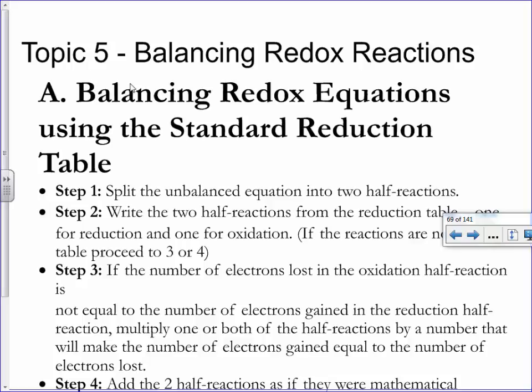Does that make sense? So this lesson here kind of rounds off the first half, which is more like the theory side of electrochem. And then we're going to move into the application side of it next.